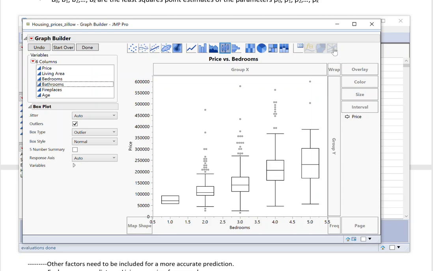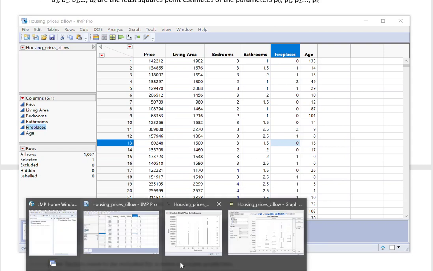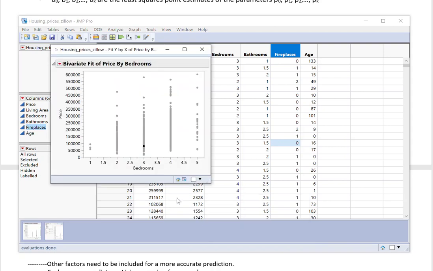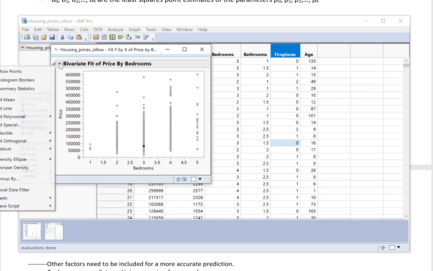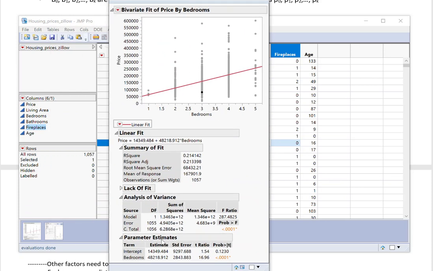So this is how to get the graph, but to get the simple linear regression equation, we need to fit the data. So we still need to use this scatter plot and then fit the line. This is the output, and we should be very familiar with these outputs by now. The first line here is the linear fit. So we have the price equals this much plus this much times that.